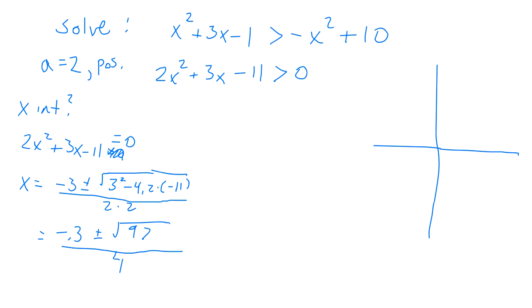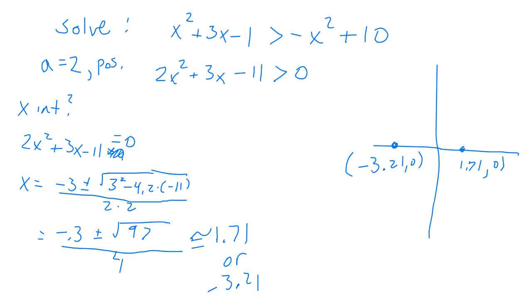Now, in another tab, I'm just going to estimate this. So -3 plus the square root of 97, all divided by 4, is about 1.71. Okay, so let's come back. So x is approximately 1.71. And -3 minus root 97 over 4 is going to be approximately -3.21. So here are my intercepts: (-3.21, 0) and about (1.71, 0).